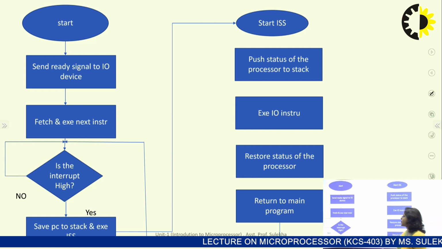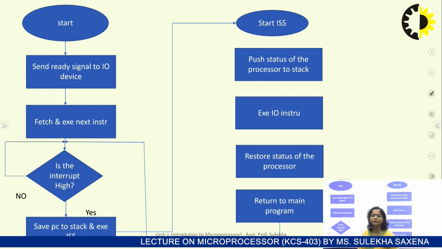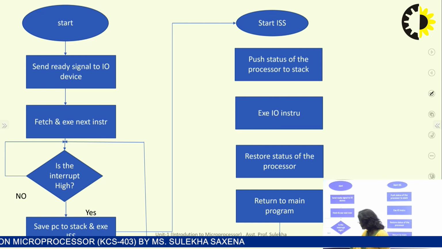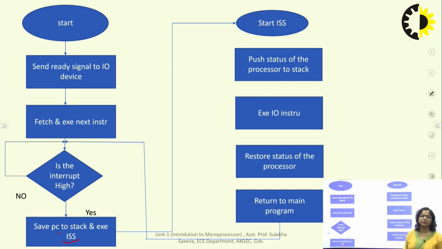Once the microprocessor sends the ready signal to the IO device, it fetches and executes the next instruction and checks whether the interrupt signal is low or high. If the interrupt is low, then it keeps on fetching and executing the next instruction. Else, if the interrupt is high, it saves the status of PC to the stack and executes the interrupt service sequence. Once the interrupt service sequence is completed, it pushes back the status of the processor from the stack and executes normal operation.